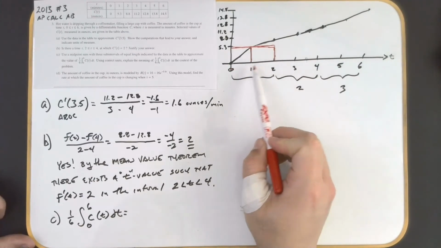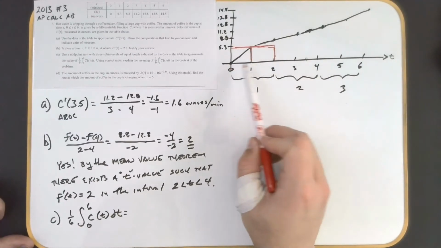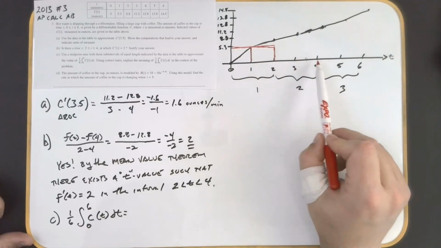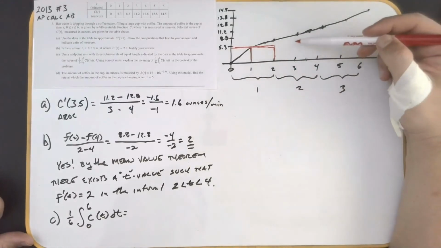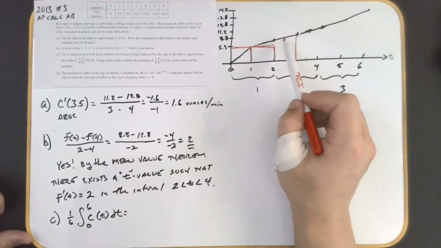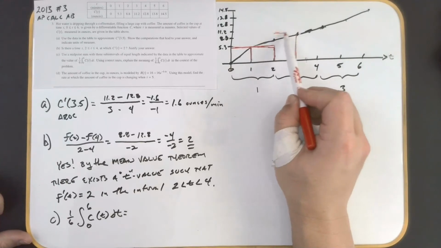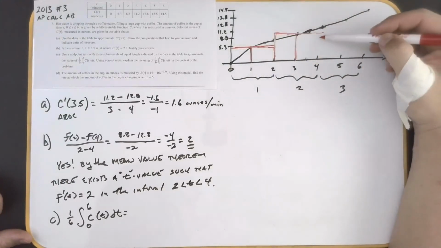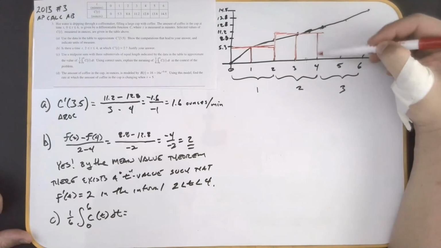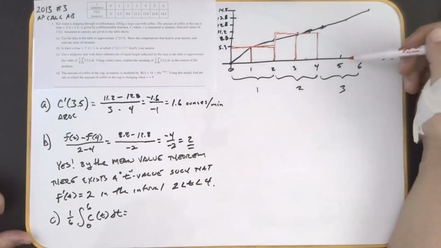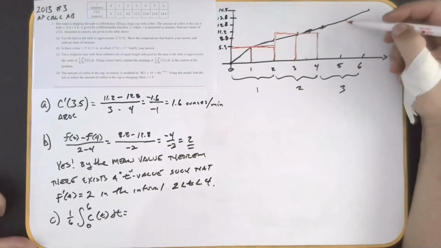The width is 2, but the height is from the midpoint of the interval. Well, my next rectangle is going from 2 to 4. Well, the midpoint of that is 3. So this is how I'm going to get the height, and the width is from 2 to 4. Okay. And then the next interval is 4 to 6. The midpoint would be 5.